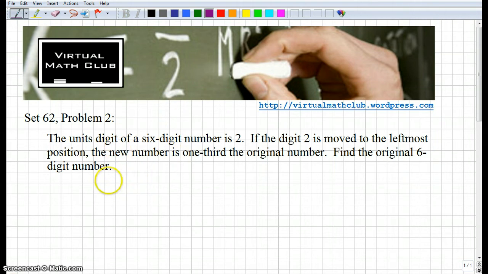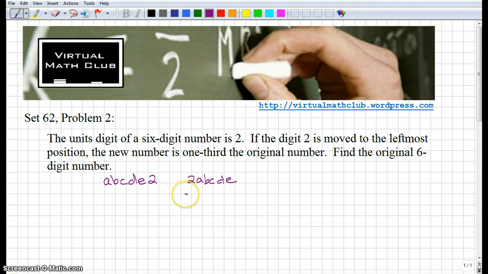I'm going to represent the digits with A, B, C, D, and E, and the last one is 2. So we don't know what these other digits are. I'm just going to call them A, B, C, D, and E for now. And the new number will be, we're just moving the 2 from the units digit up to the leftmost position. So the new number is 2, A, B, C, D, E.